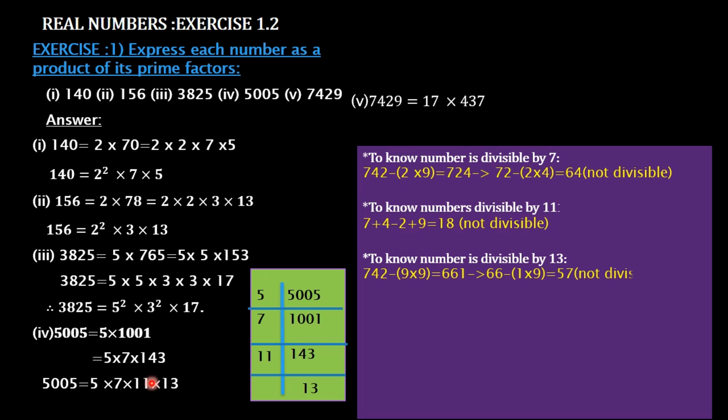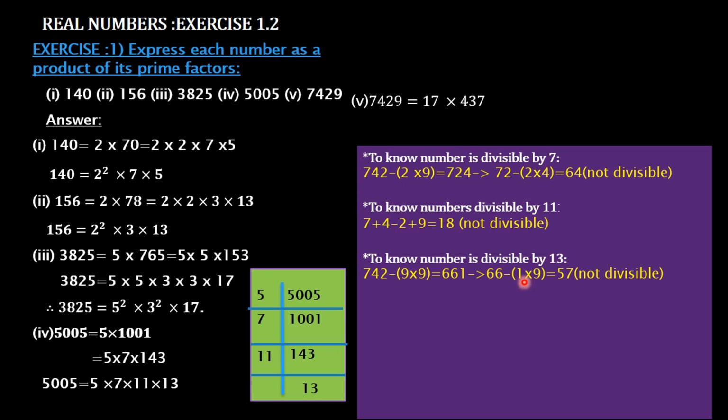So on checking this number, 7429: 742 minus 9 into 9 is 661. Then again taking the multiple of 9 here, 66 minus 9 is 57, which is not divisible by 13. So the given number is not divisible by 13. Now let us move on to the divisibility check for 17. Okay, what is it?